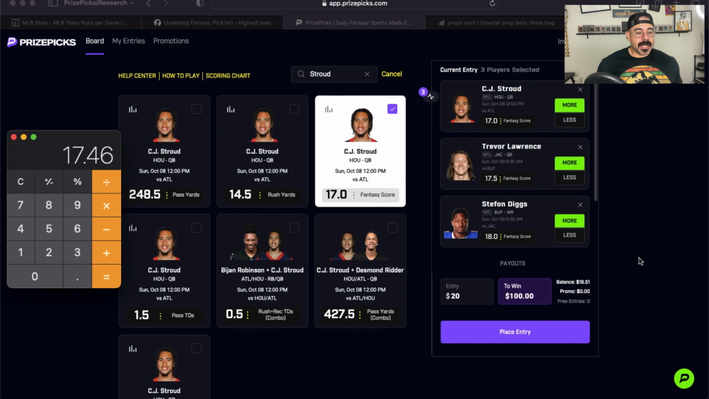So it's good to play those games with the turnovers, because you always want to factor those in. You never want to be taken off guard with those turnovers. At the end of the day, they count just the same. So let's go ahead and clear this out, and let's move on to Stephon Diggs.